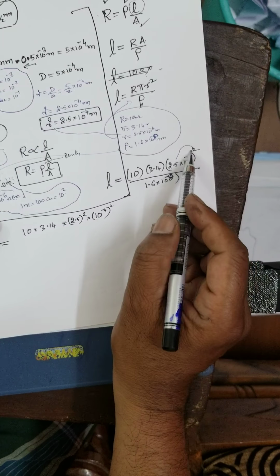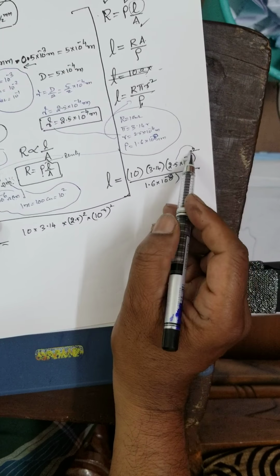2 3s are 6, 2 3s are 620, that put it 625. Suppose 35 square you want it. 5 square is 25. 3, what is the next number? 4. 3 4s are 12, so 125. Like this, there are some shortcut methods.